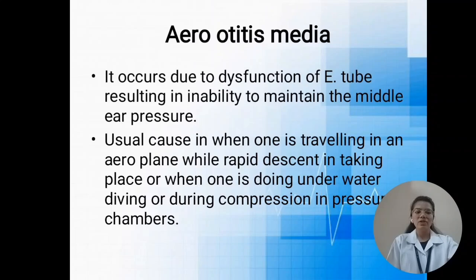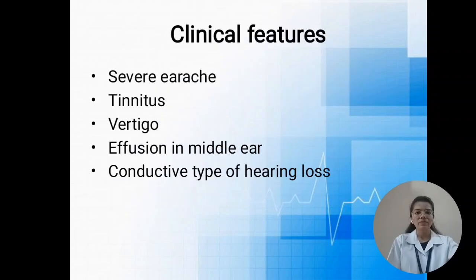The third one is aero-otitis media, in which due to dysfunction of the eustachian tube there is inability to maintain the middle ear pressure, usually caused when traveling in an aeroplane with rapid descent taking place, or when one is under water diving or during compression in pressure chambers. The clinical features for aero-otitis media are severe earache, tinnitus, vertigo, effusion in the middle ear, and conductive type of hearing loss.